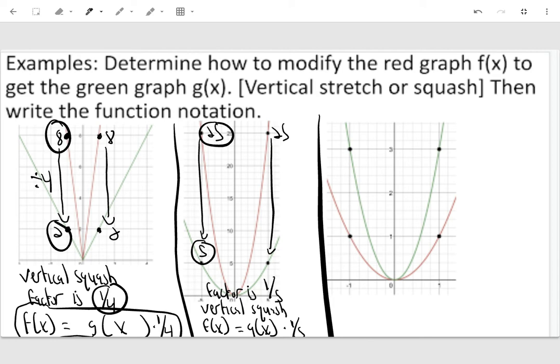Let's do the third one. We are going red to green, so we're going from 1 up to 3. So this is clearly a vertical stretch because it's getting bigger.